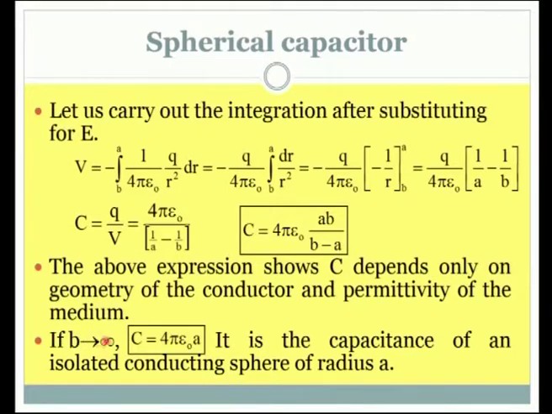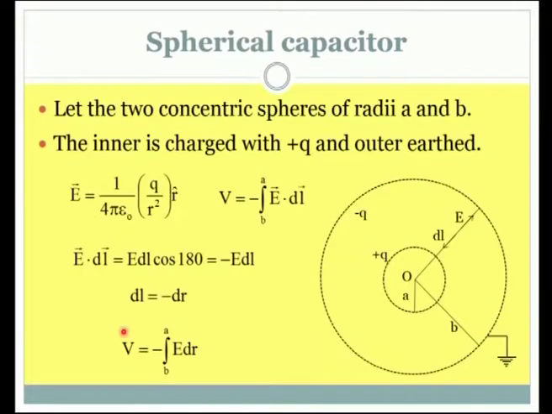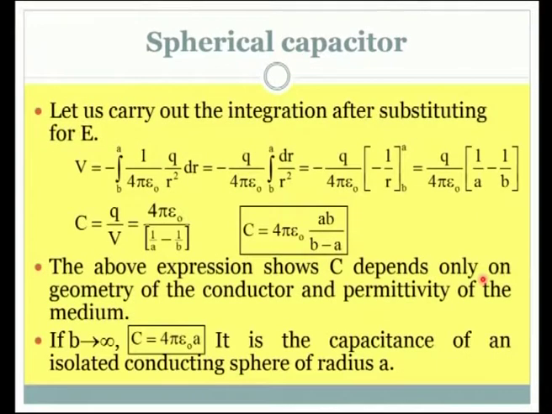If we take B to infinity, what does that mean? We have an isolated sphere. If we take this B to be infinity, that means we do not have this negatively charged sphere at all, it is taken to infinity. Then what will happen? Put B as infinity. So, the equation becomes C is equal to 4 pi epsilon naught A. Here we have to put, not in this expression, in this expression, when we put B as infinity, 1 divided by infinity becomes 0, only the term A appears. So, when we simplify, we get this expression as the expression for the capacitance of an isolated conducting sphere.